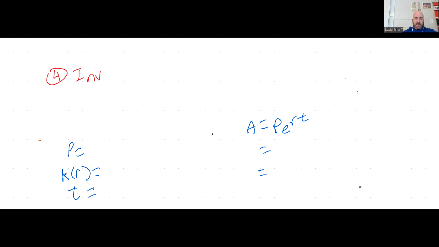I invest $5,000 into an account with continuous compounding. Again, this wording might be slightly different than the problems y'all see on your worksheet.